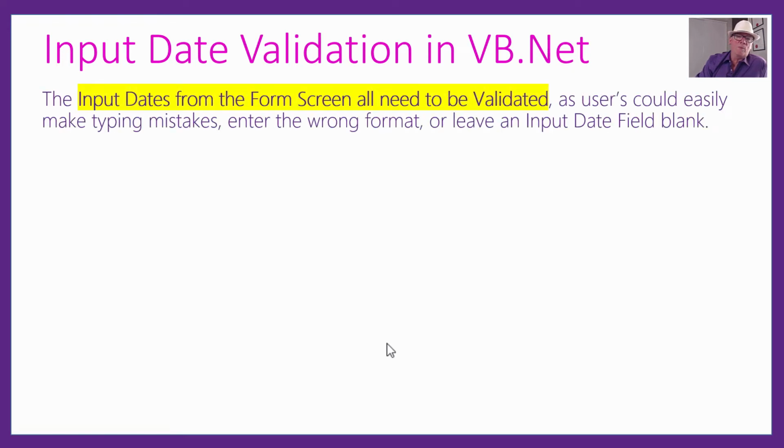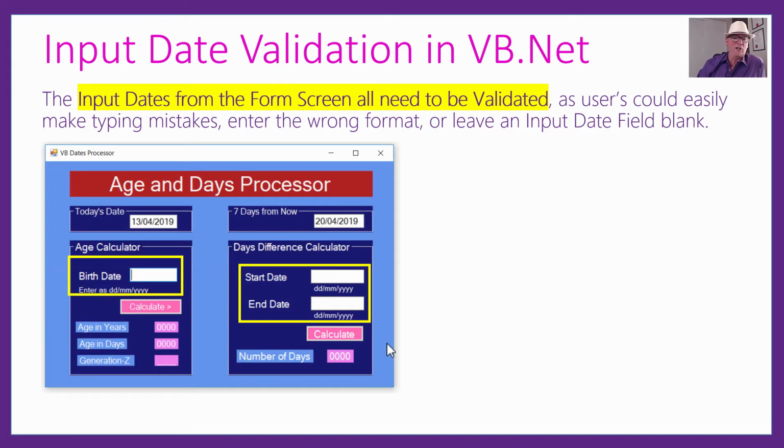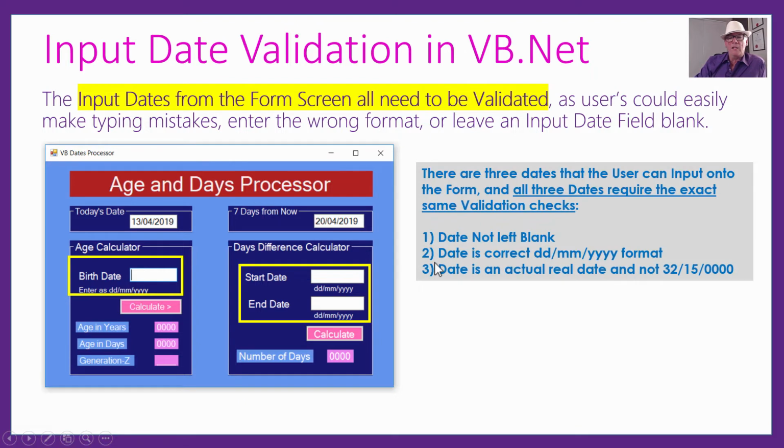So the input dates, the problem is that anything coming off the screen, the user could type any sort of thing into there, and they could easily make typing mistakes accidentally, enter the wrong format, or they forget to fill in a date and just leave it blank. So we've got to have validation. So we've got 3 areas in our application here where they're putting in dates. They're putting in a birth date, and if they're doing a day's difference calculation with this calculator on the right hand side, they've got a start date and end date they need to enter. Now I've kind of given them a clue here underneath saying, hey, do it as dd/mm/yyyy, but look, that might not work.